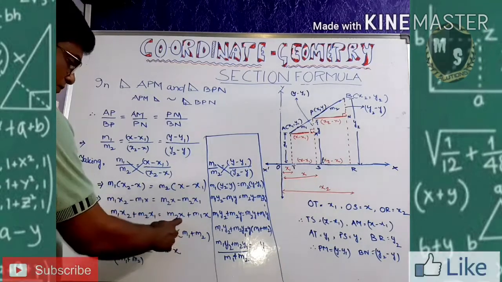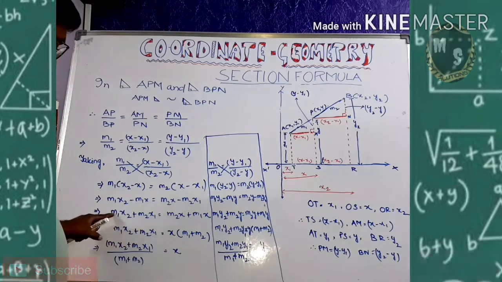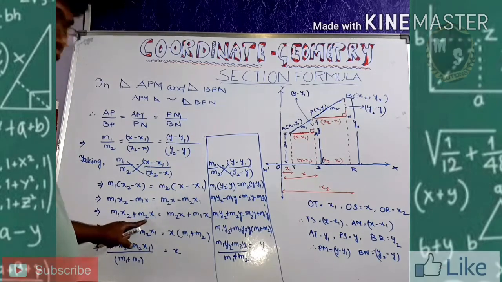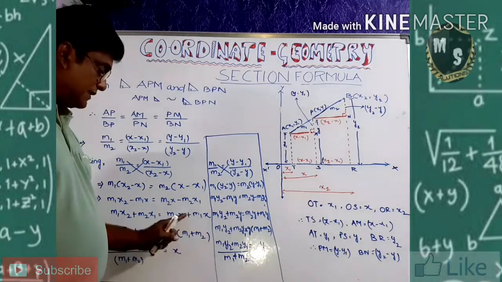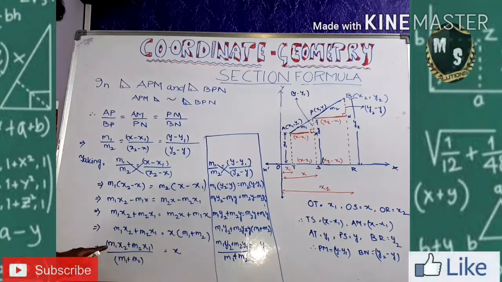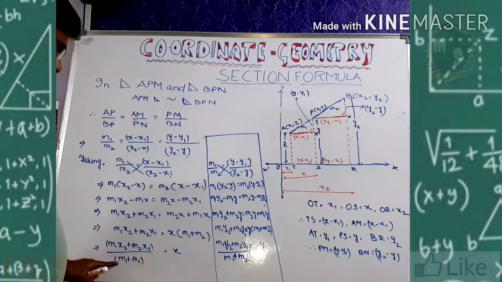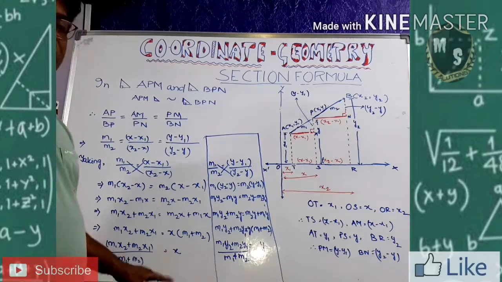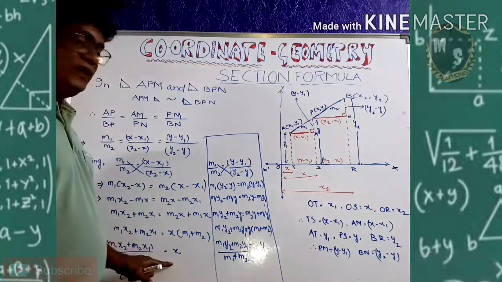Now take x common from here. It is m1 plus m2. Here it is as usual m1 x2 plus m2 x1, and this is x into m1 plus m2, x taken common. And what is x? It is multiplied here, so it will come to divide. So m1 x2 plus m2 x1 by m1 plus m2 is called your x coordinate. I hope you understood how I find the x coordinate.